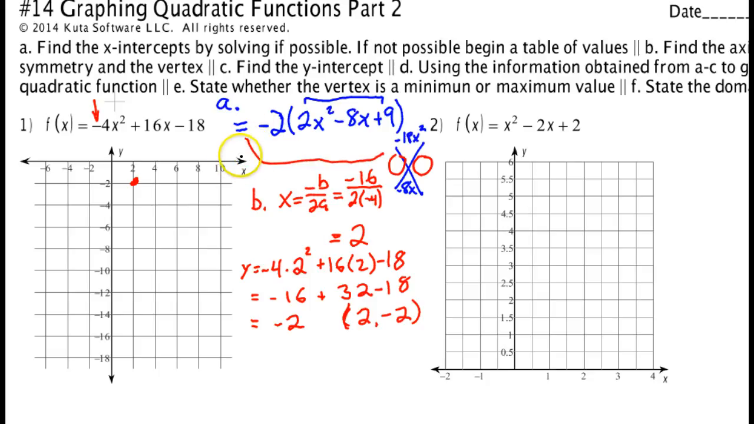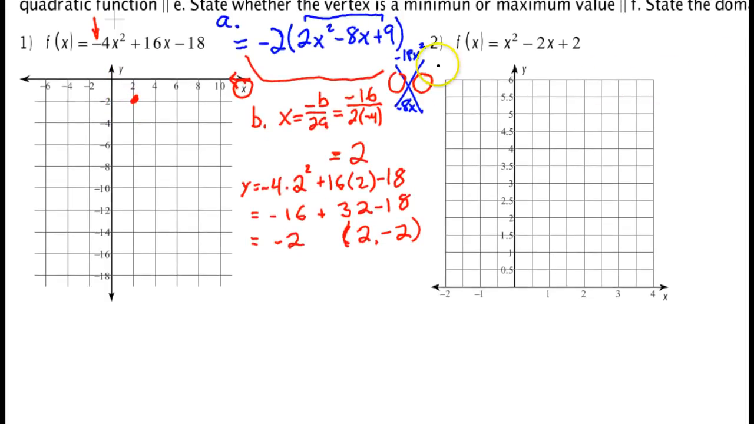It's asking for x-intercept. So the question is, where does it cross the x-axis, right? And it looks like it doesn't. It looks like it doesn't cross it, and that's why we could not solve it. There were no numbers that existed because there are no intercepts. Alright, good. Good to know.